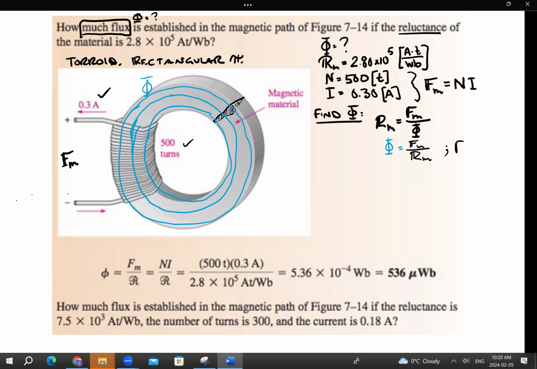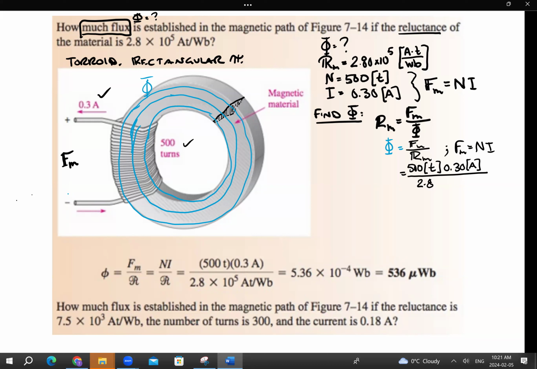And we remember, of course, that Fm is the number of turns times the current that's going through it. That's what's driving this flux to be developed. So there were 500 turns. If there's more turns, then of course you'd be driving the establishment of more flux lines, right? If there were more current than 0.3 amps, then you would be establishing more flux and then dividing that through. It is that reluctance that is reluctant to make that get established into flux.